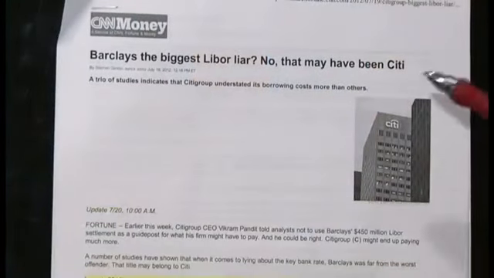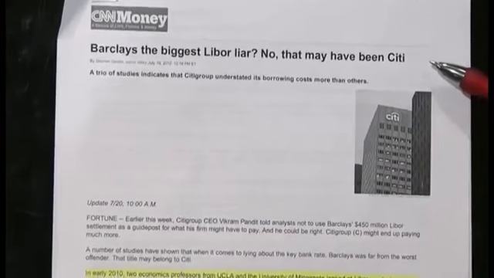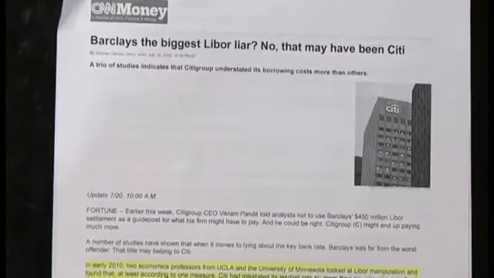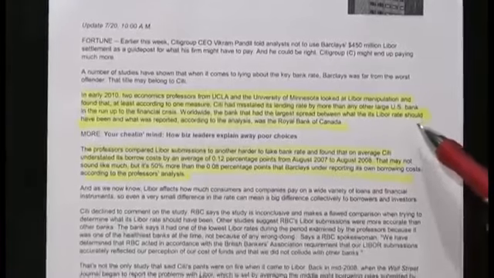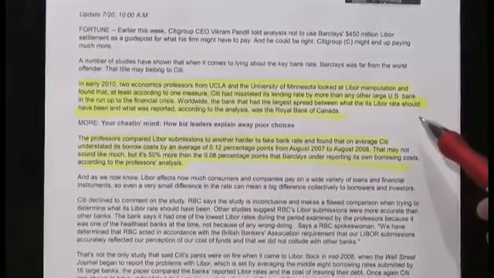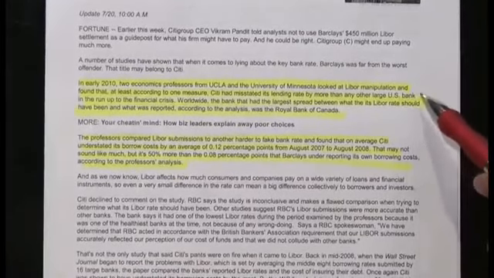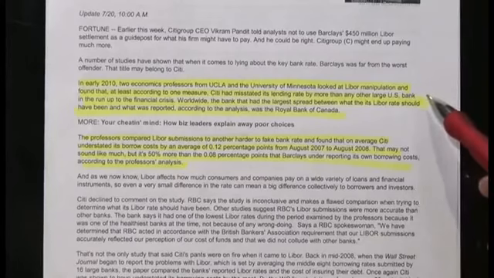I want to point out that Barclays may not be the only bank that is being affected by this. This is a CNN Money headline from July 19th: Barclays, the biggest LIBOR liar? No, that may have been Citi. The article goes on to say that in early 2010, two economics professors from UCLA and the University of Minnesota looked at LIBOR manipulation and found that, at least according to one measure, Citi had misstated its lending rate by more than any other large U.S. bank in the run-up to the financial crisis.